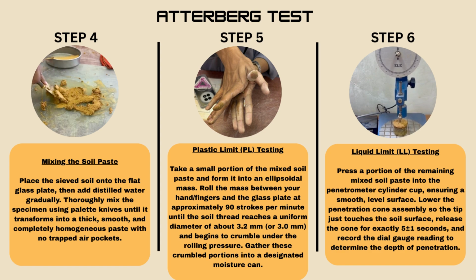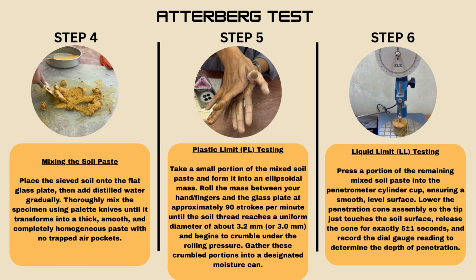Step 5. Plastic limit testing. Take a small portion of the mixed soil paste and form it into an ellipsoidal mass. Roll the mass between your fingers and the glass plate at approximately 90 strokes per minute until the soil strip reaches a uniform diameter of about 3.2 mm and begins to crumble under the rolling pressure. Gather this crumbled portion into a designated moisture can.